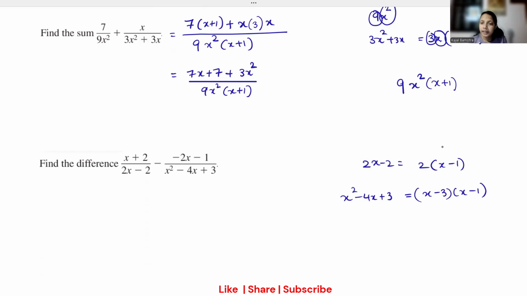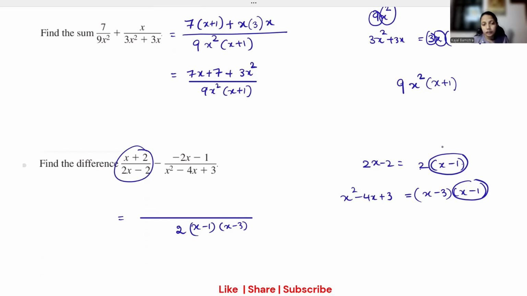What is common? X minus 1 is common in both. Whatever the term is common, write it only once. Whatever the remaining terms left, write as a multiple. So x minus 3 and 2. In the first term, you have a 2 and x minus 1, but x minus 3 factor is missing here. So I multiply the numerator with x minus 3.